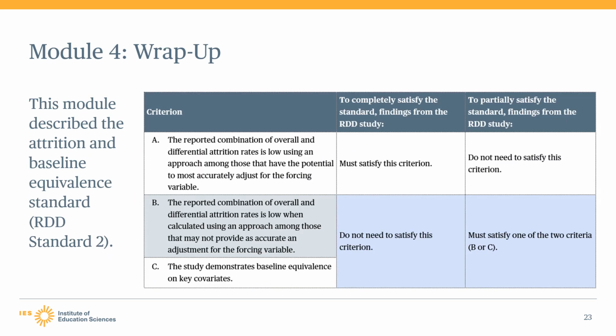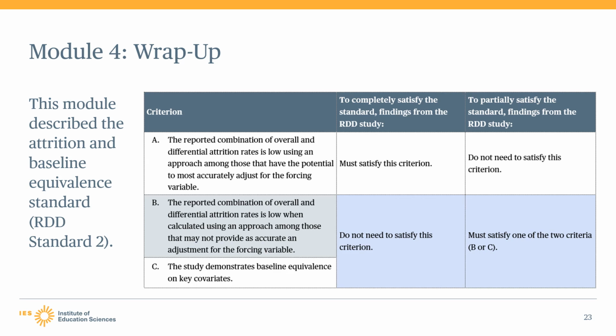This concludes our module on the WWC's attrition and baseline equivalence standard. Let's review what we discussed in this module. We described the 3 criteria used to assess the RDD attrition and baseline equivalence standard, or RDD standard 2. To completely satisfy the standard, findings must satisfy criterion 2A by reporting low attrition using one of the acceptable approaches that will adjust most accurately for the forcing variable.